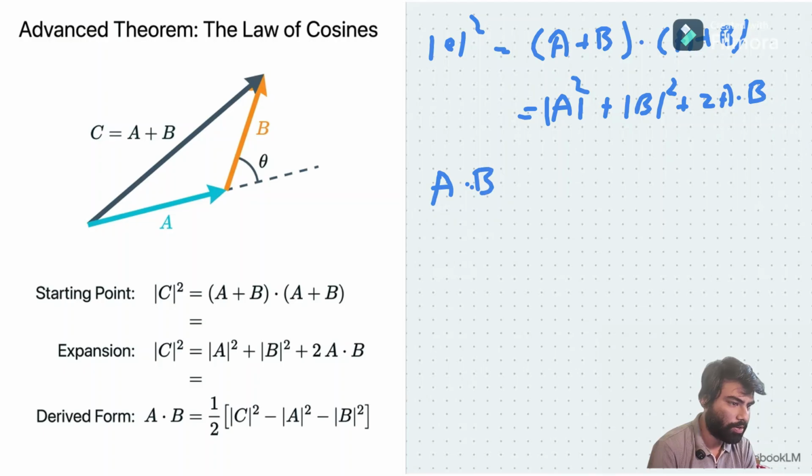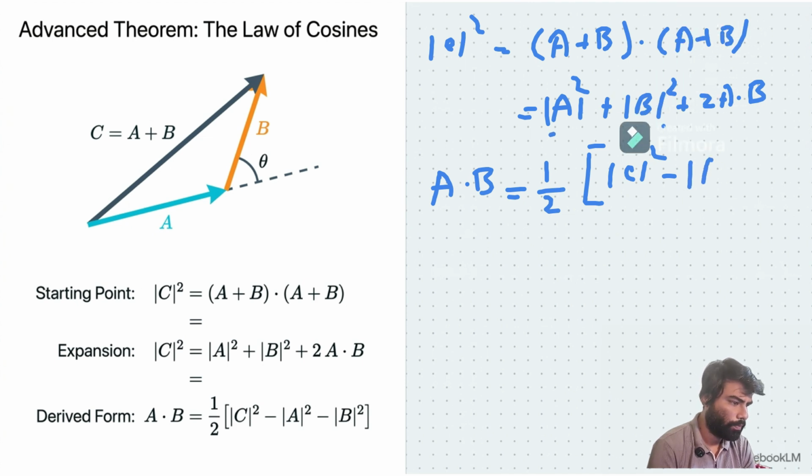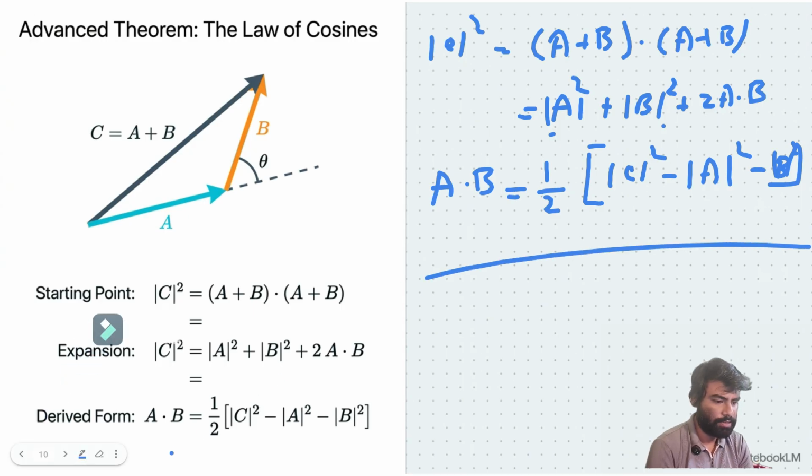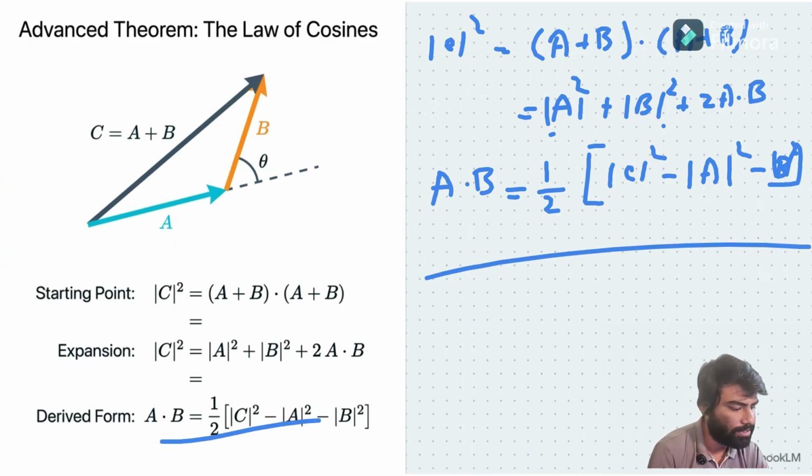Another relation of A dot B is an advanced theorem, the law of cosine. We are saying that this is 1 by 2 times C square subtracted from A square and B square, that is, A dot B equals 1 by 2 of A square plus B square minus C square.